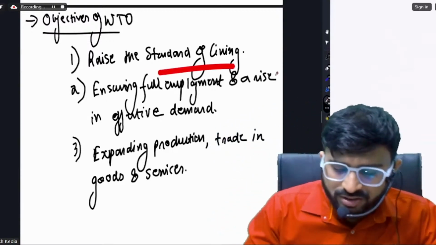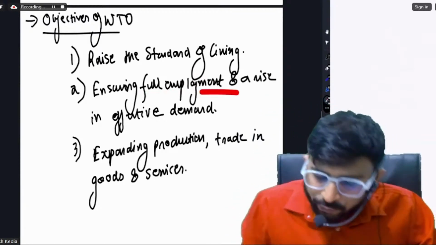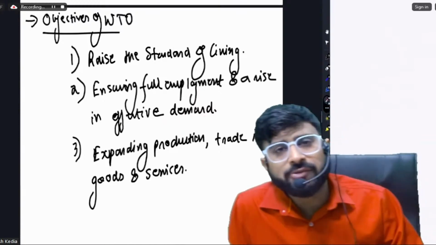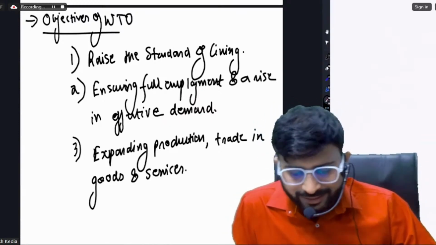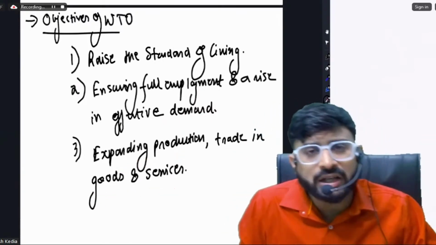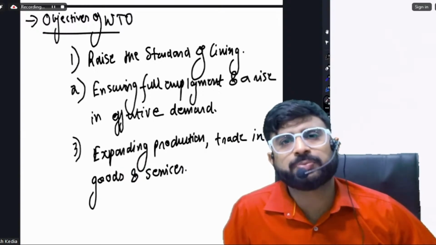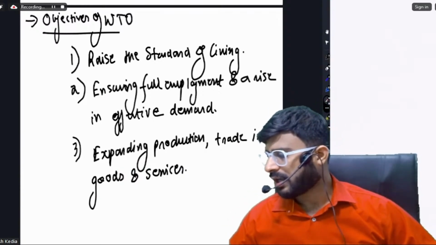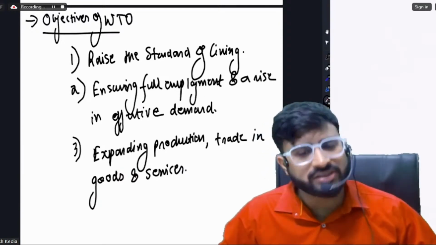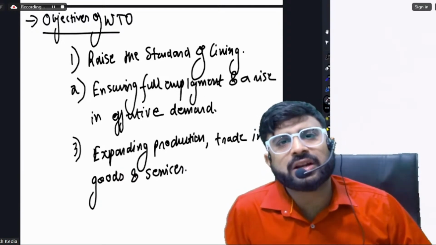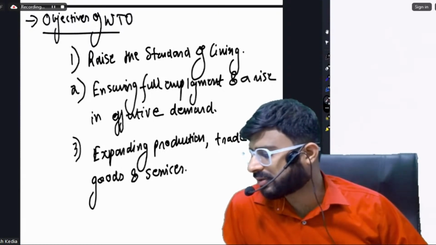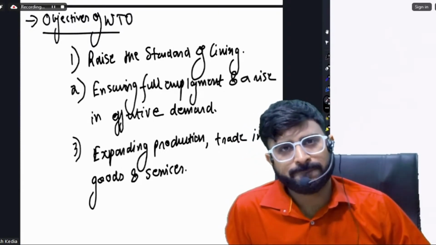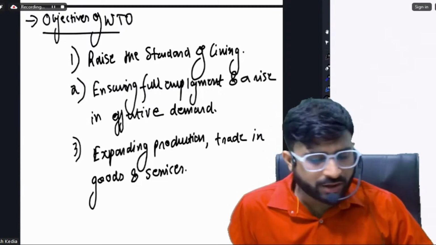So number one is raise the standard of living, ensuring full employment and a rise in effective demand. Number three, expanding production and trade in goods and services. Got it, sir? We understood.